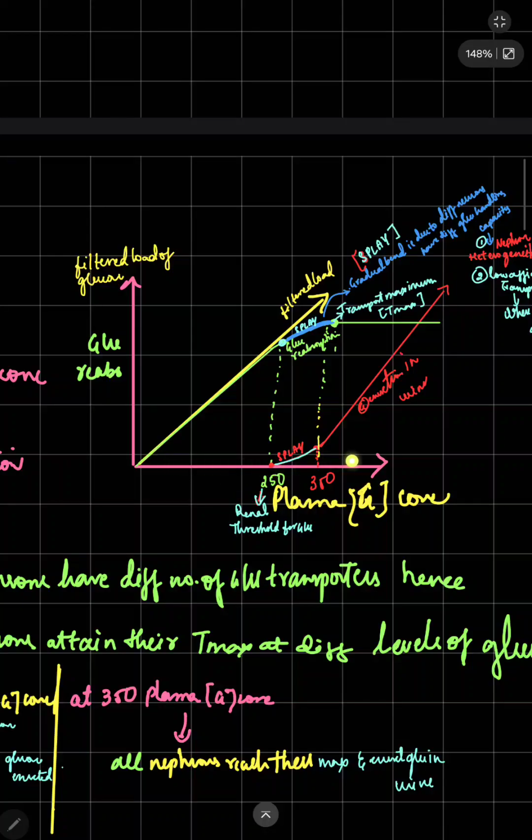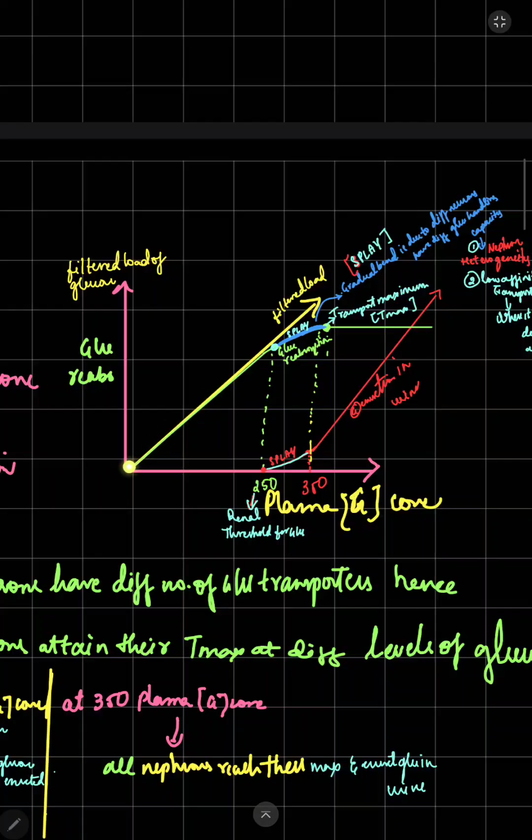On the x-axis we have plasma glucose concentration, and on the y-axis we have filtered load of glucose. When we look at this yellow graph, filtered load of glucose increases when there is an increase in plasma glucose concentration, so this line is linear all the time. Alright, when we talk about glucose reabsorbed and plasma glucose concentration, focus on this green line. It increases to a point, then there is a slight bend, and then it becomes constant.